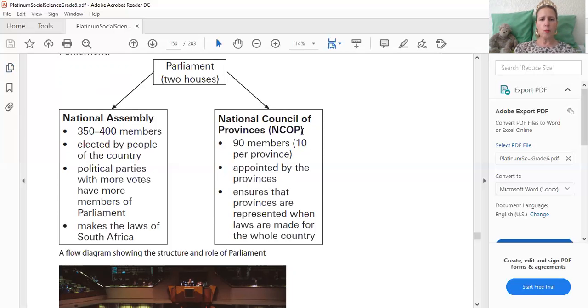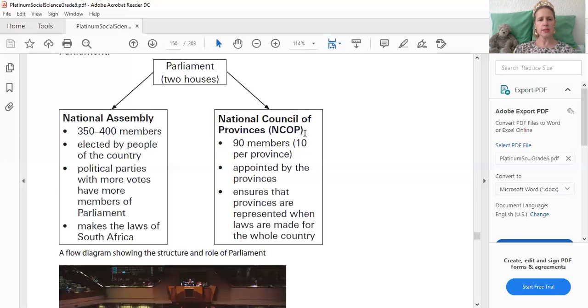The NCOP. Everybody say this 3 times. NCOP, NCOP, NCOP, till it is in your cop. Okay, what does NCOP stand for? National Council of Provinces. Say it with me 3 times. National Council of Provinces. For short, the acronym is NCOP.